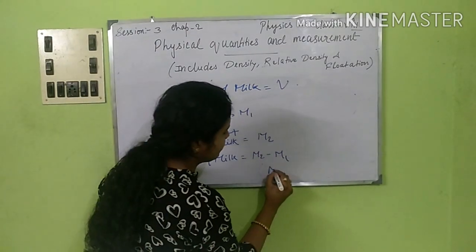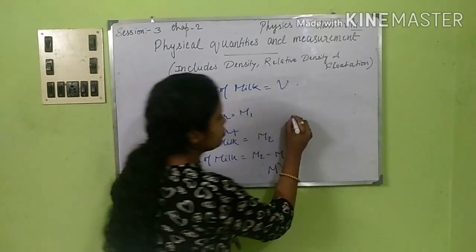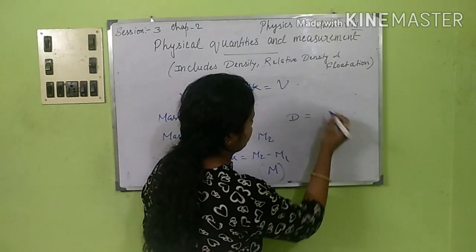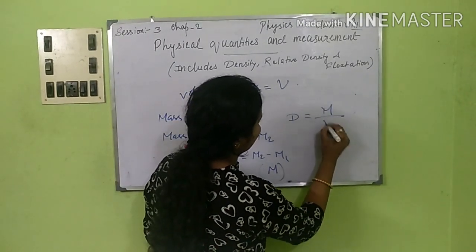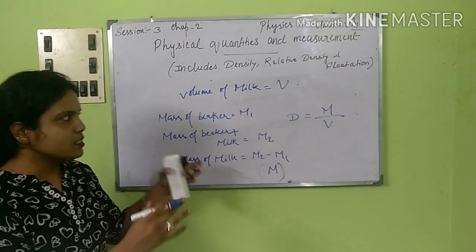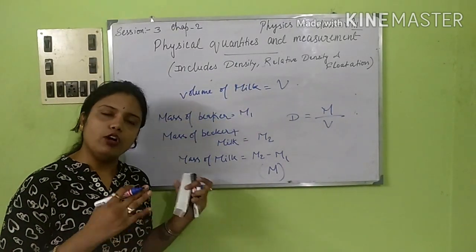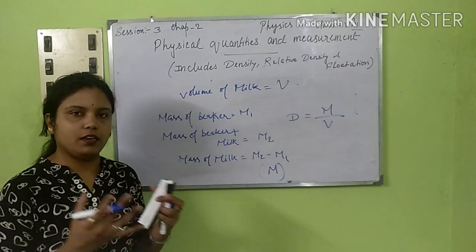Let's take this as capital M here, right? So density comes as mass by volume. So mass of the milk by volume of the milk. This is how we calculate or determine the density of a particular liquid.